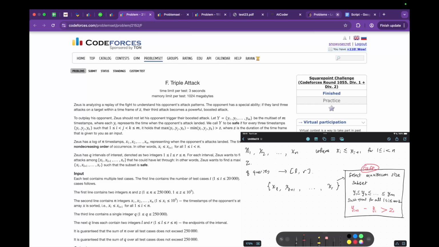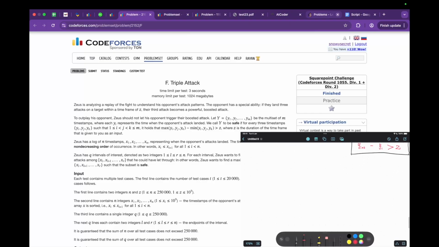So to build intuition on how to solve this problem, let's first imagine we can afford a linear time solution per query. For convenience, let's assume that L equals 1 and R equals n. So let's just solve the problem for the entire array, basically. Let's say we fix a starting element, let's call it xi. So if we start from this xi, what could the next choices be like for this maximal safe subset?